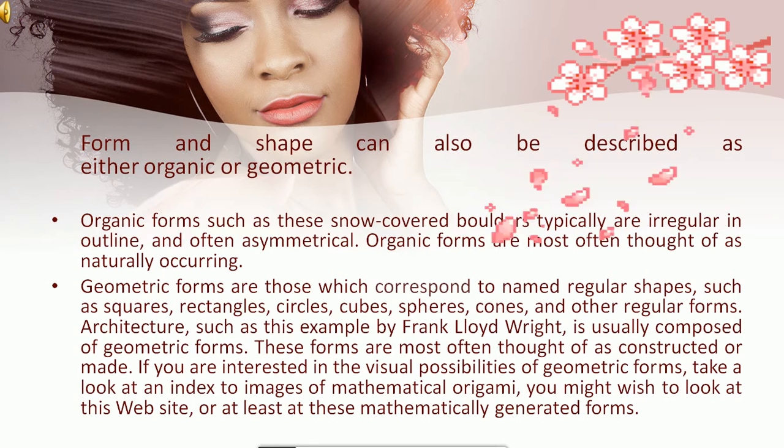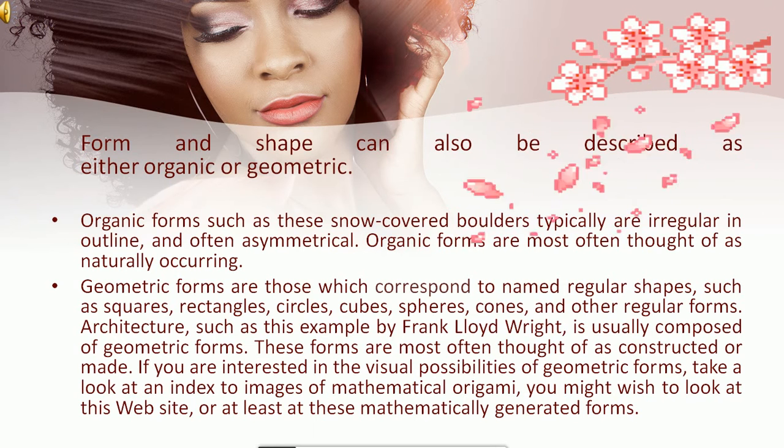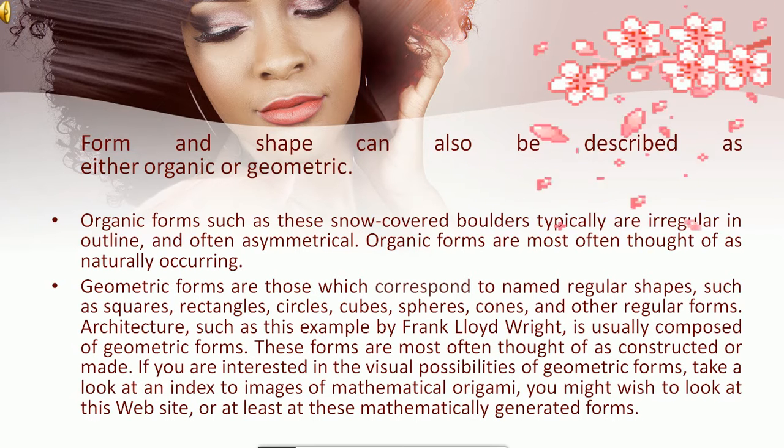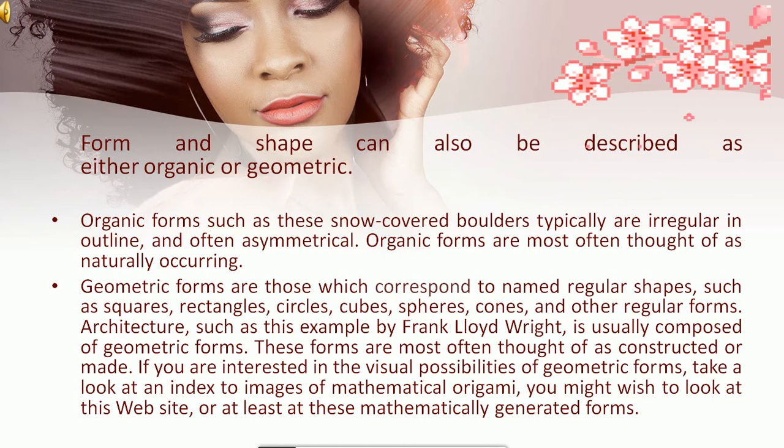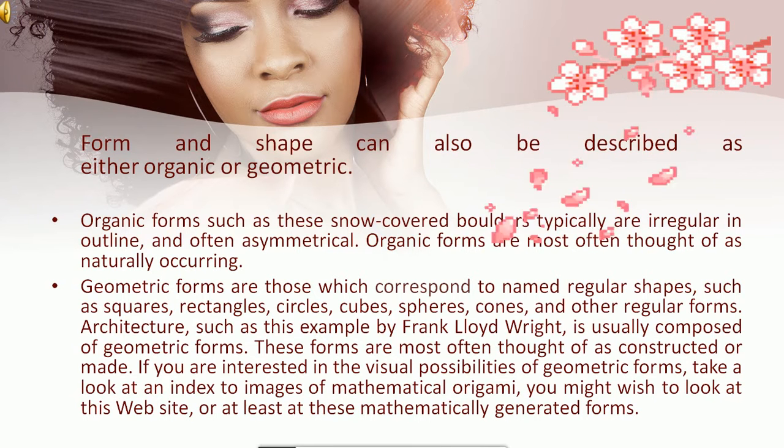Organic forms such as these snow-covered boulders typically are irregular in outline and often asymmetrical. Organic forms are most often thought of as naturally occurring. Geometric forms are those which correspond to named regular shapes, such as squares, rectangles, circles, cubes, spheres, cones, and other regular forms. Architecture, such as this example by Frank Lloyd Wright, is usually composed of geometric forms. These forms are most often thought of as constructed or made.